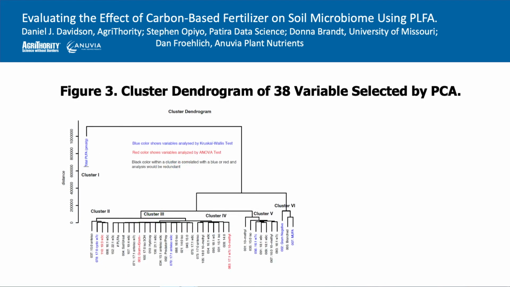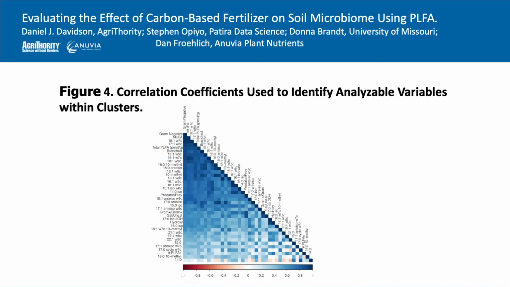Cluster analysis took the 38 variables and reduced them to 6 clusters and 9 representative variables that were either analyzed by Kruskal-Wallis, represented in blue, or ANOVA, represented in red. Variables shown in black are highly correlated and analysis would be redundant. The variables within a cluster have similar characteristics. The correlation analysis helped place variables into 6 individual clusters and assisted in identifying the 9 variables to analyze further.